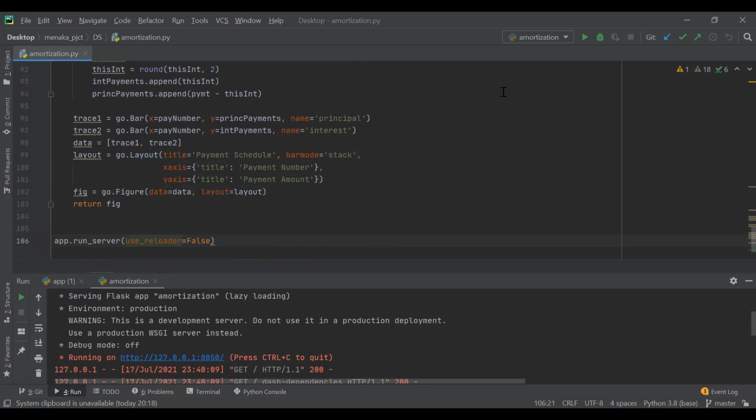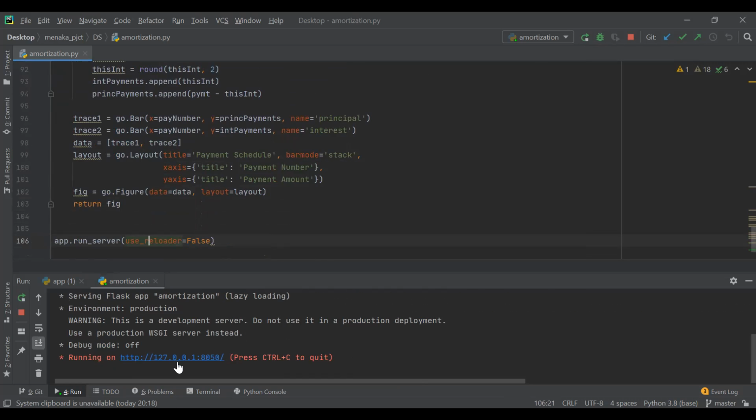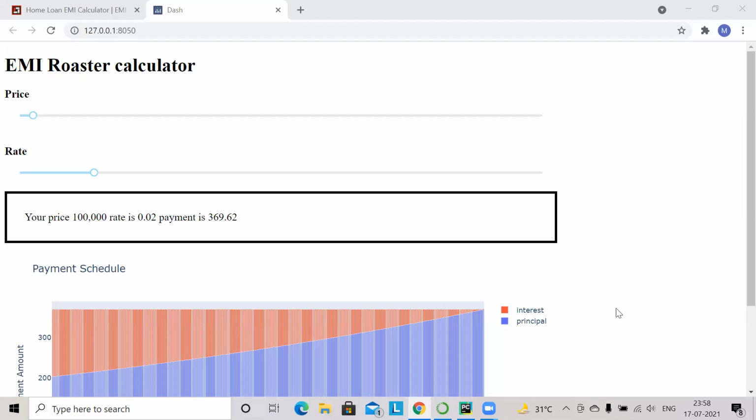These are the calculations I have done here, and then let me execute the project first. Let me share my screen. Hope everyone is able to see the screen now.